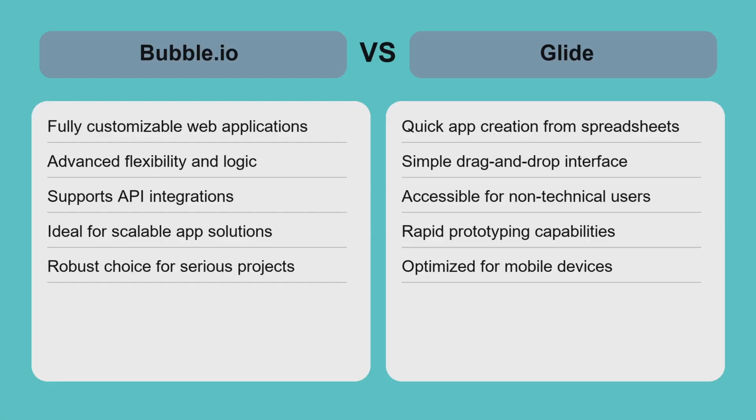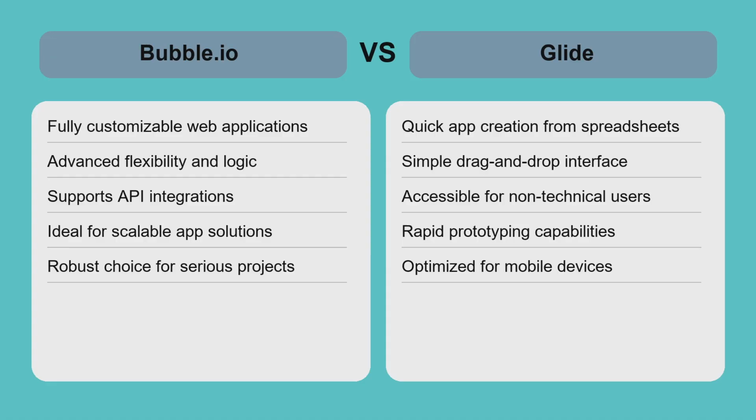Choosing between Bubble.io and Glide depends on your project's needs. If you require a highly customizable app with complex workflows, Bubble is the better choice, though it demands more time to learn and build. For example, startups building marketplaces or social platforms benefit from Bubble's flexibility.